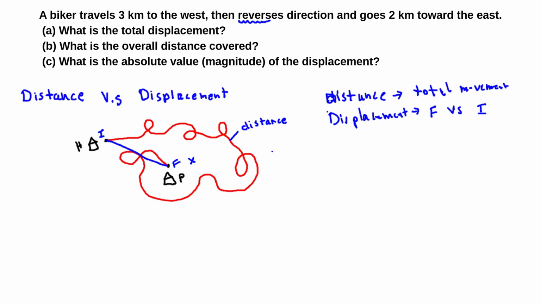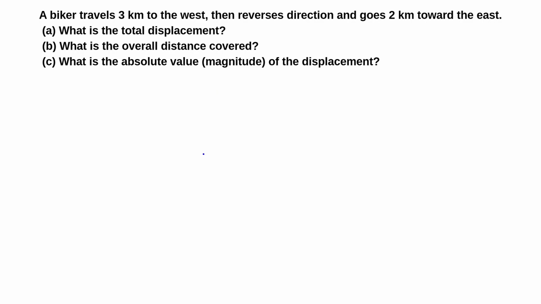Now let's look at a problem and see how we can solve it. It says a biker travels 3 kilometers to the west. That's what I say, you have to know vocabulary. Where's the west? Then it says reverse direction and goes 2 kilometers towards the east.